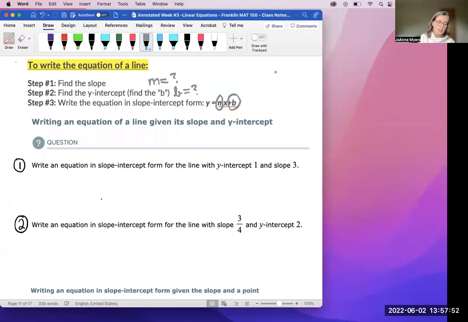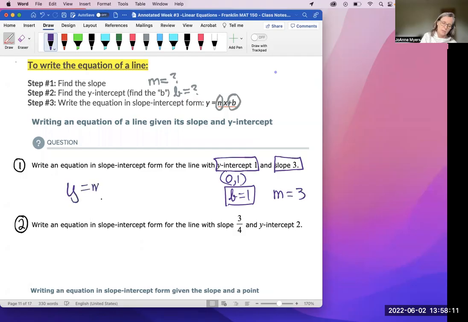Write an equation in slope-intercept form for the line with y-intercept 1. That means (0, 1) is my y-intercept, so that means b is 1. Slope 3 tells me my slope is 3. So write the equation y equals mx plus b. Well, that would just be y equals 3x plus 1. That's it. That's really all there is to it.